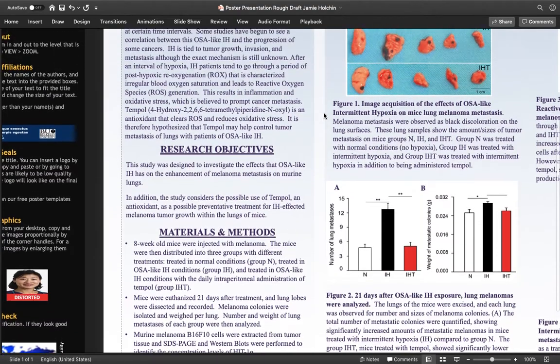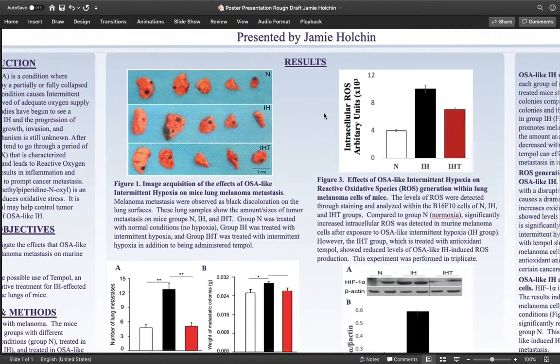And so moving on to the results, we can see in Figure 1, this shows the lungs of the mice of all 3 groups, and it shows how OSA-like intermittent hypoxia affected melanoma metastasis. And so you can see the little black dots are the cancerous colonies. And all groups were given melanoma, but it appears that Group N had the smallest or least amount of cancer colonies, as opposed to Group IH and IHT.